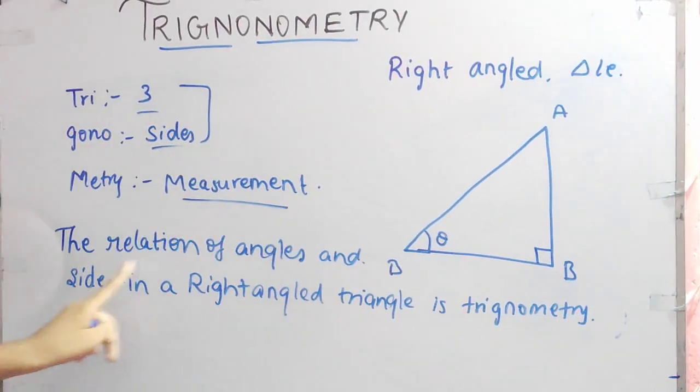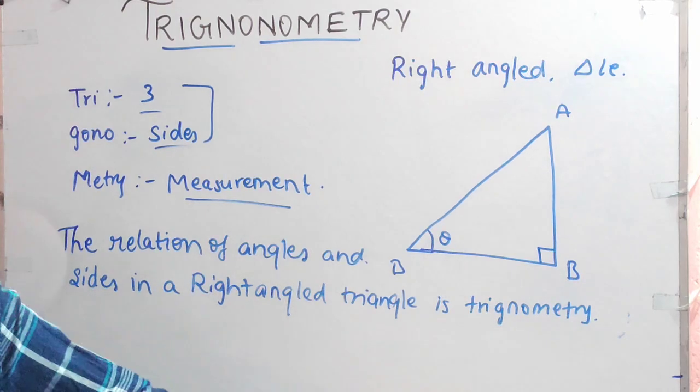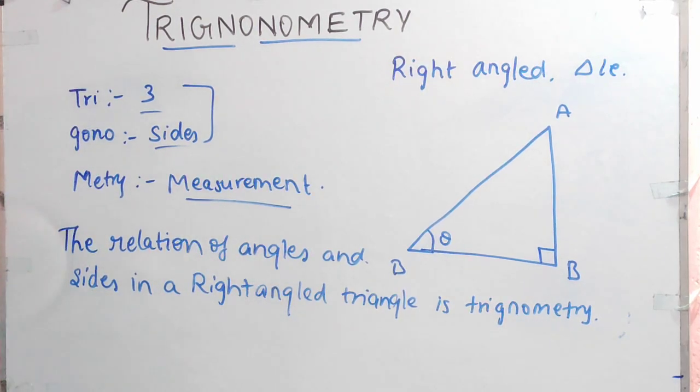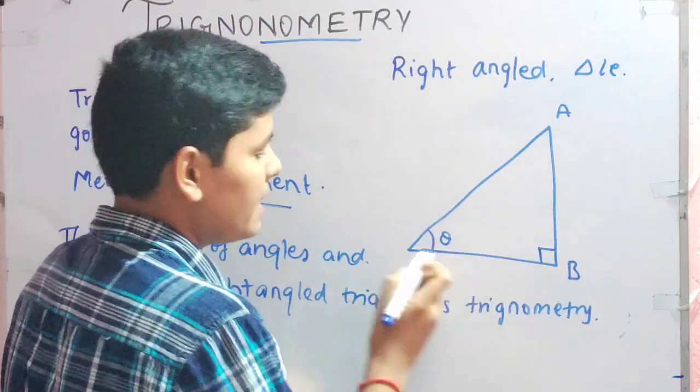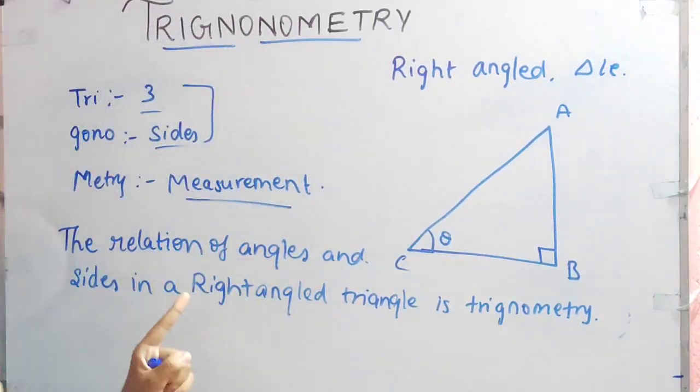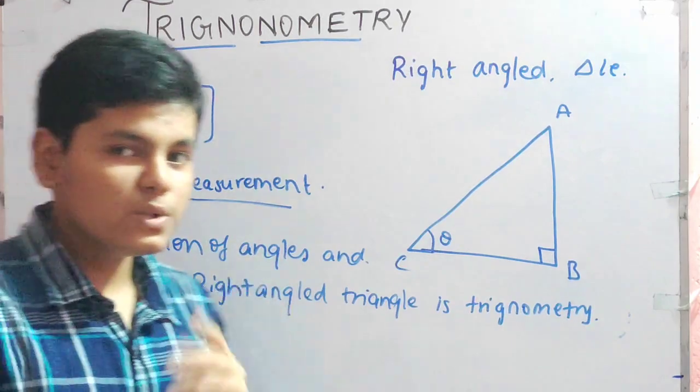So the relation of angles and sides in a right angle triangle is called trigonometry. So what does this mean? As we have taken A, B and C. So where do we use trigonometry?